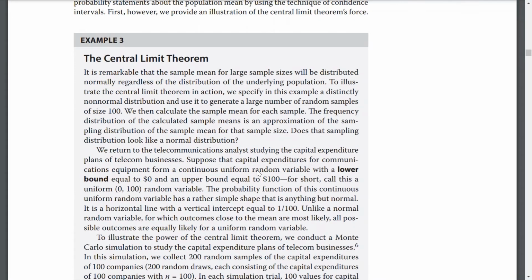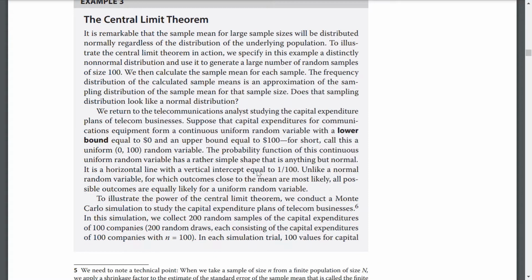Example 3, the central limit theorem. It is remarkable that a sample mean for large sample sizes will be distributed normally regardless of the distribution of the underlying population. To illustrate the central limit theorem in action, we specify some examples of distinctly non-normal distributions and use them to generate a large number of random samples of size 100. We then calculate the sample mean of each sample. The frequency distribution of the calculated sample means is an approximation of the sampling distribution of the sample mean for that sample size. Each of the sampling distributions looks like a normal distribution. Does the sampling distribution look like a normal distribution?